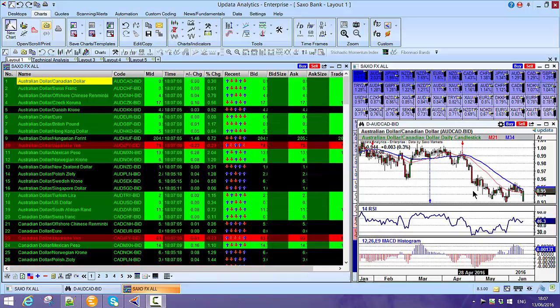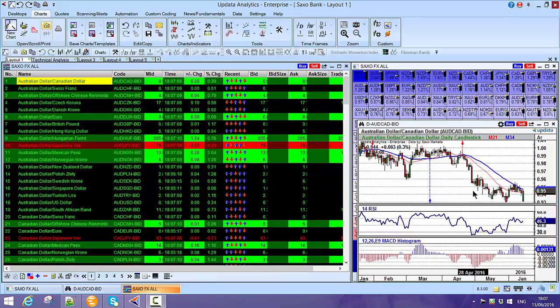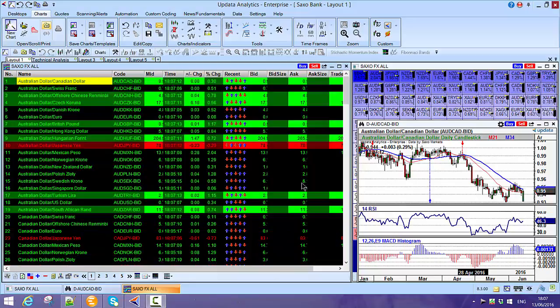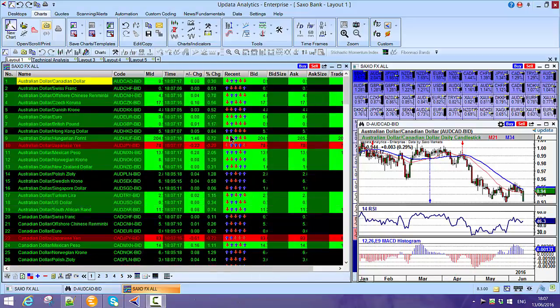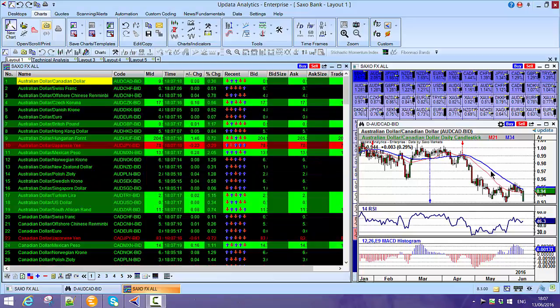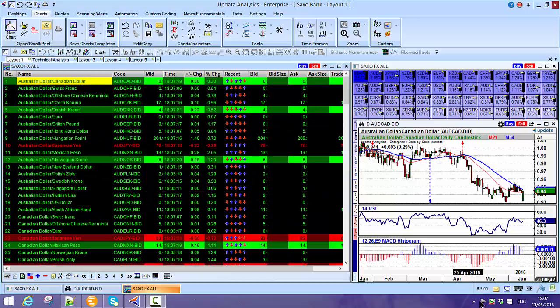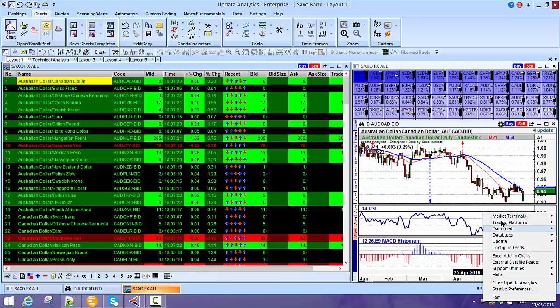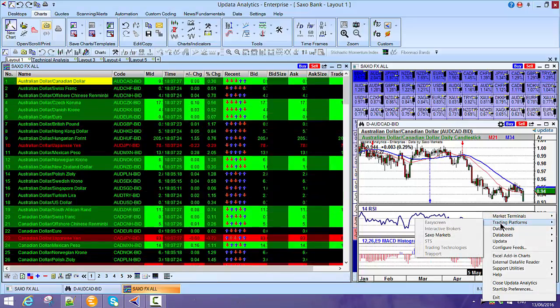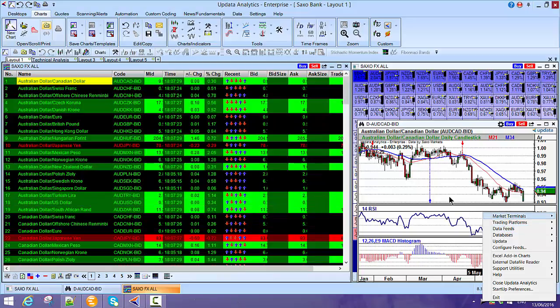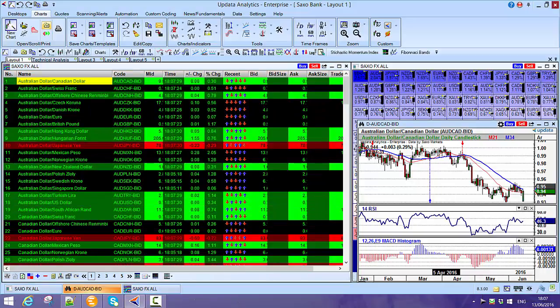So this is Updata Analytics running on the Saxo Trader feed from Saxo Bank, and here we're running on their Forex data. Really powerful. Updata has this ability to sit on top of the Saxo Trader platform. Updata runs on lots of different data sources, market terminals like Bloomberg or Reuters, and trading platforms like Saxo, with over 50 different data services supported.